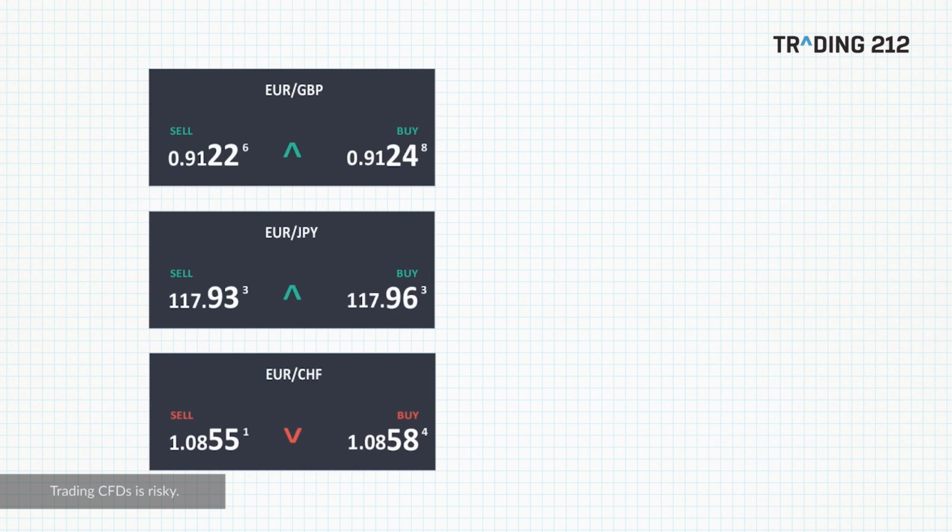Here we have three sample quotes for those crosses. And let's start by looking at the euro against the Japanese yen. Now this is quoted in a similar way to the way that dollar yen is quoted, which we looked at in a previous video, which is to say that 1 pip is 0.01. 1 pip is on the second decimal place. If this offer here was to increase from 117.963 to 117.973, that would be an increase of 1 pip.